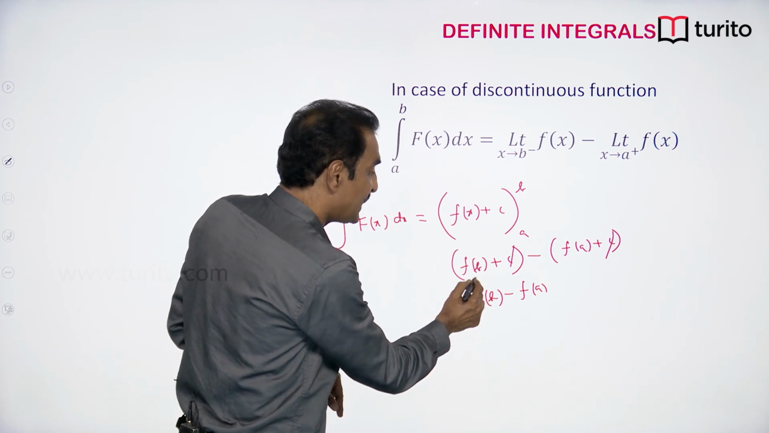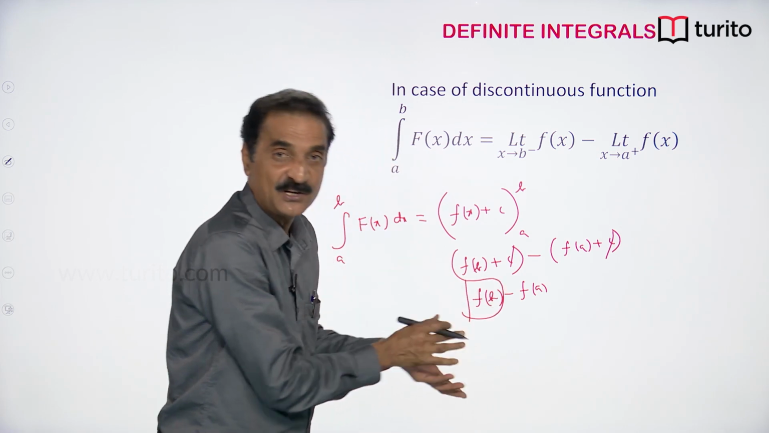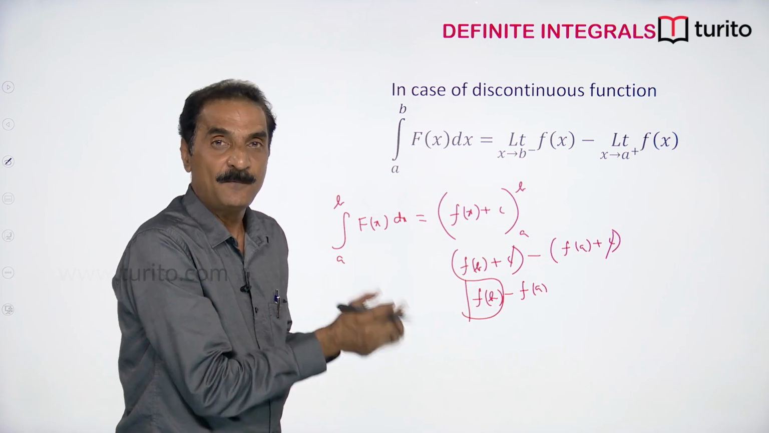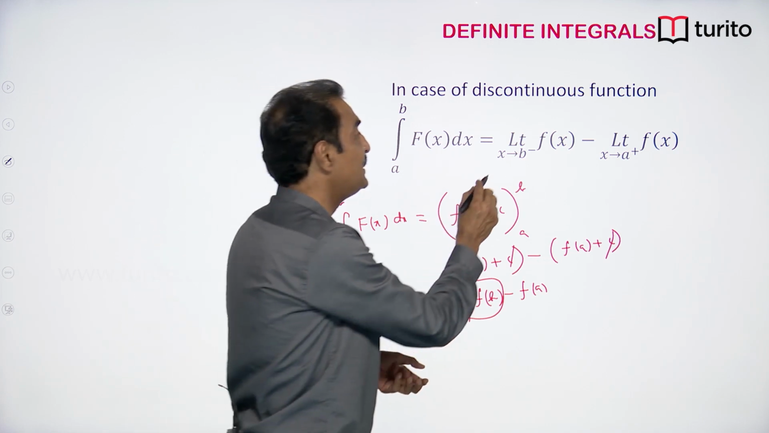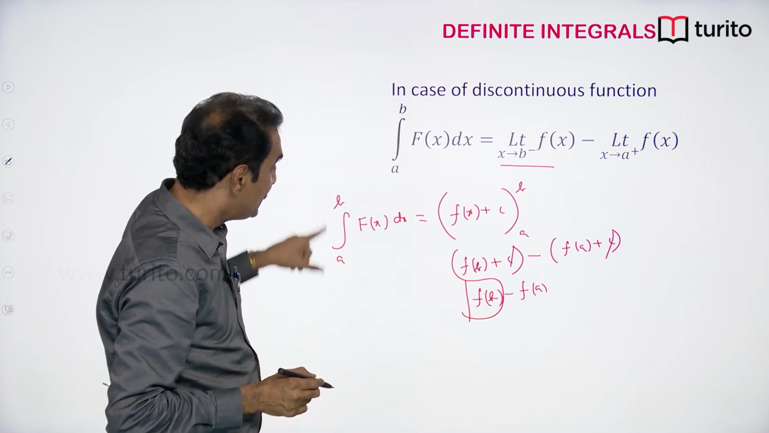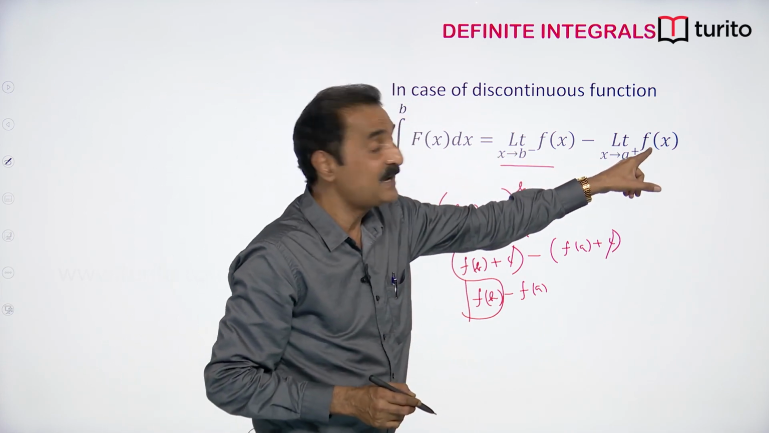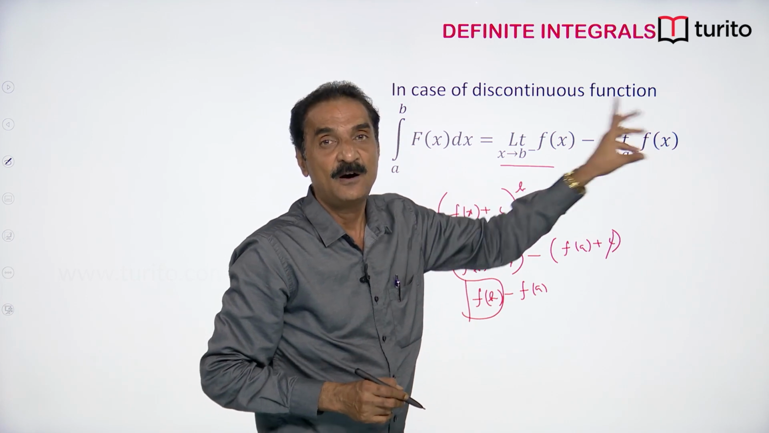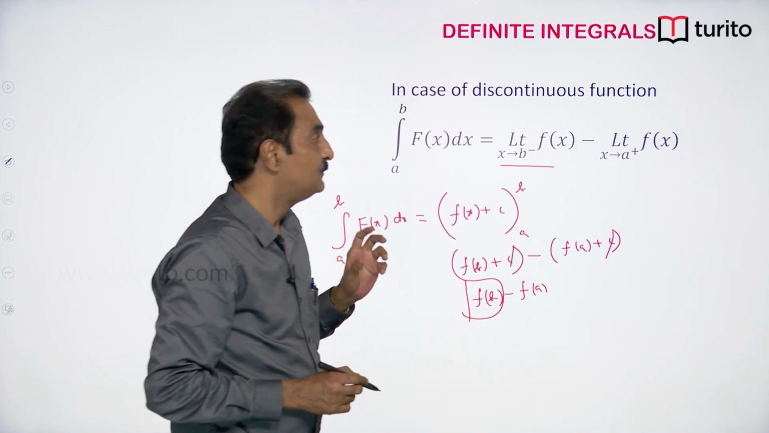Substituting x is equal to b, we are writing f of b, assuming that the function is continuous at x is equal to b. If the function is discontinuous at x is equal to b, we have to write like this: limit as x tends to b from left side minus limit as x tends to a from right side of f of x. Okay.